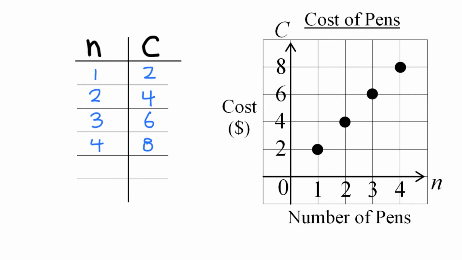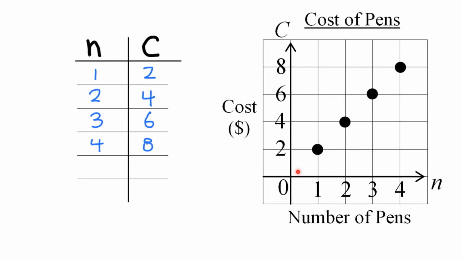Now, what are some questions that we can ask about this? Well, looking at this graph, what would be the cost in dollars of 1 pen? Pause the video and see if you can figure that out. So in this case, if we want to find 1 pen, we go to the number of pens. We want 1 pen, and we would just go up to our dot and then go across. So 1 pen is going to cost us $2. 2 pens will cost us $4. 3 pens will cost us $6. And 4 pens will cost us $8.